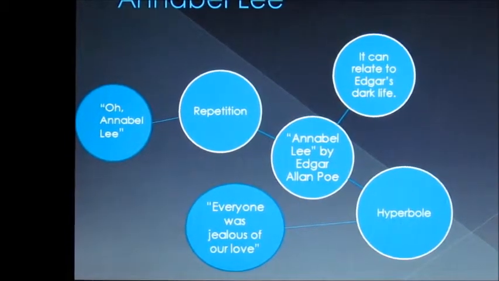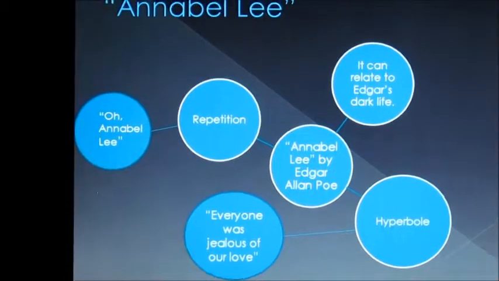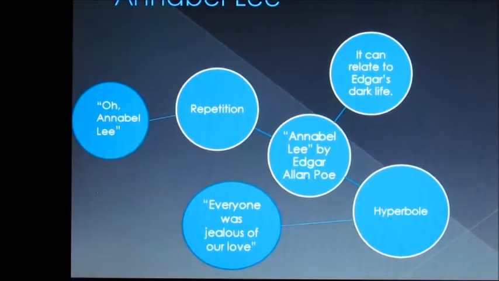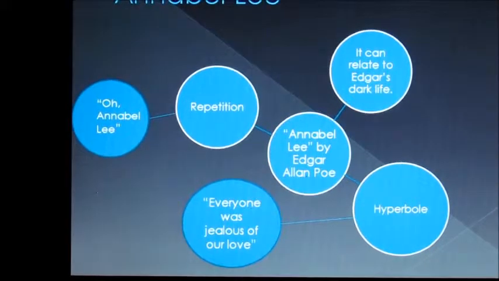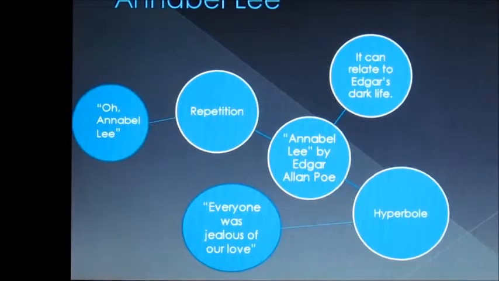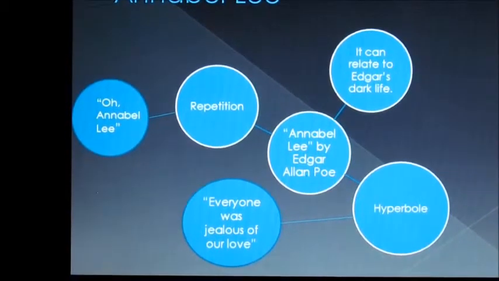You can also see the figurative language and key poetic elements, such as the repetition. In the poem, the phrase "Oh Annabel Lee" is repeated various times, and it is considered a repetition. You can also see the hyperbole, which is everyone got jealous of our love, which is physically and emotionally impossible.